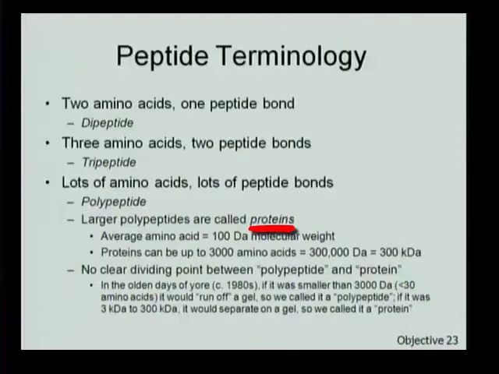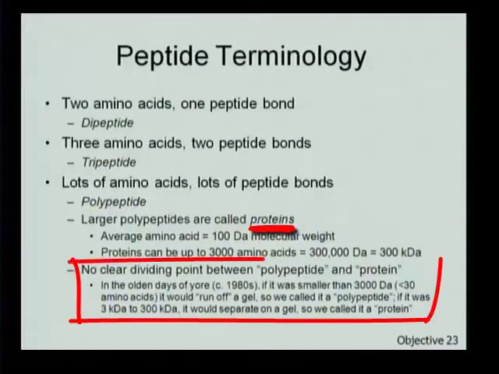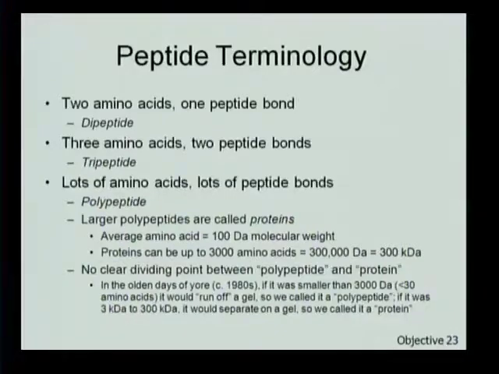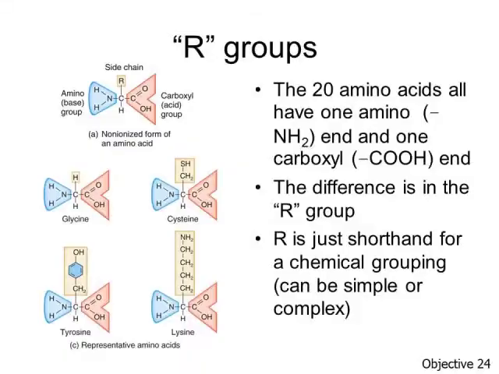Now, there's no firm dividing point between something we're going to call a polypeptide and something we're going to call a protein, but proteins can be very big, and polypeptides tend to be on the smallest side. So if it's smaller, we tend to call it a polypeptide. If we had, say, a dozen amino acids, we'd probably call that a polypeptide. If we have 3,000 amino acids, then we definitely call that a protein.